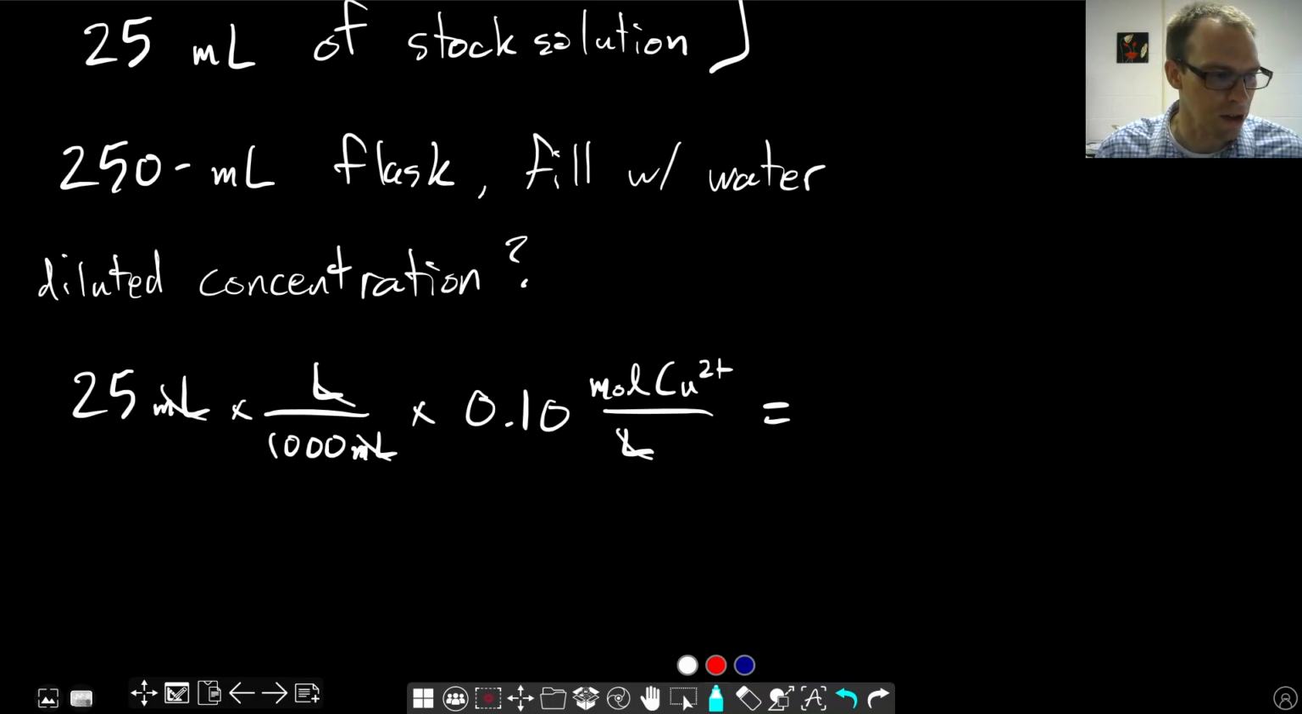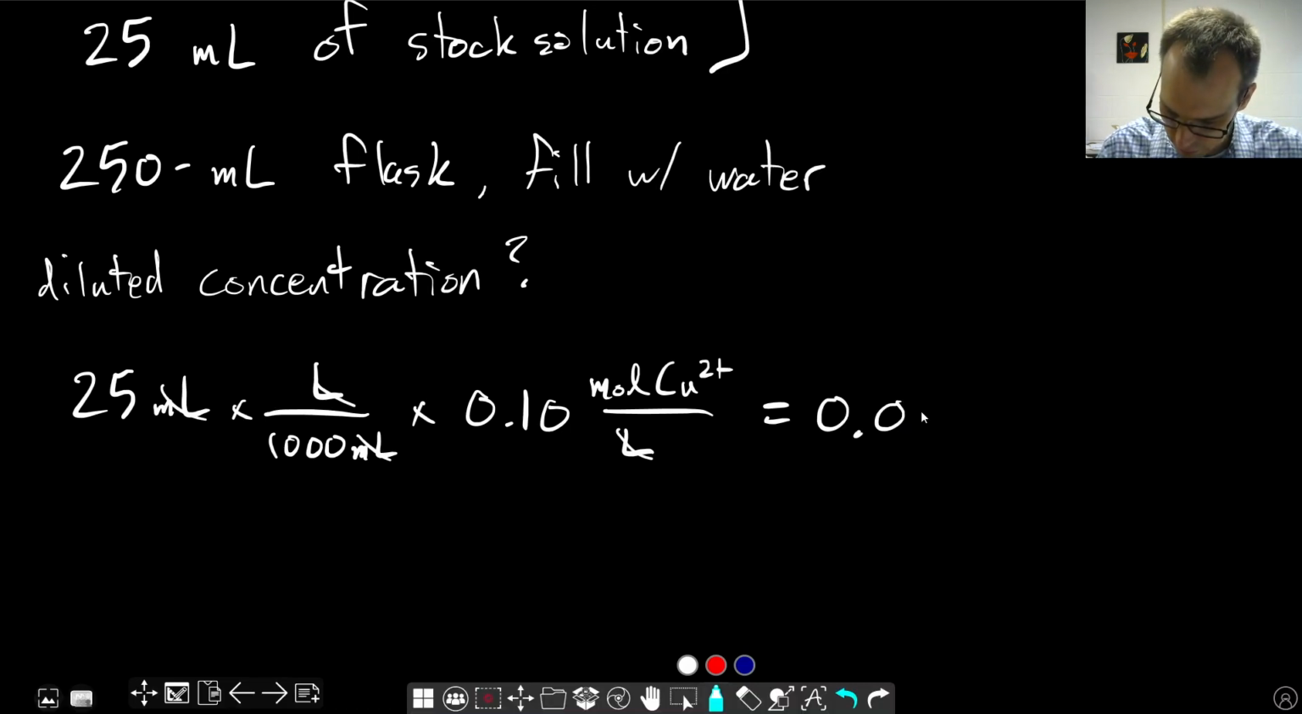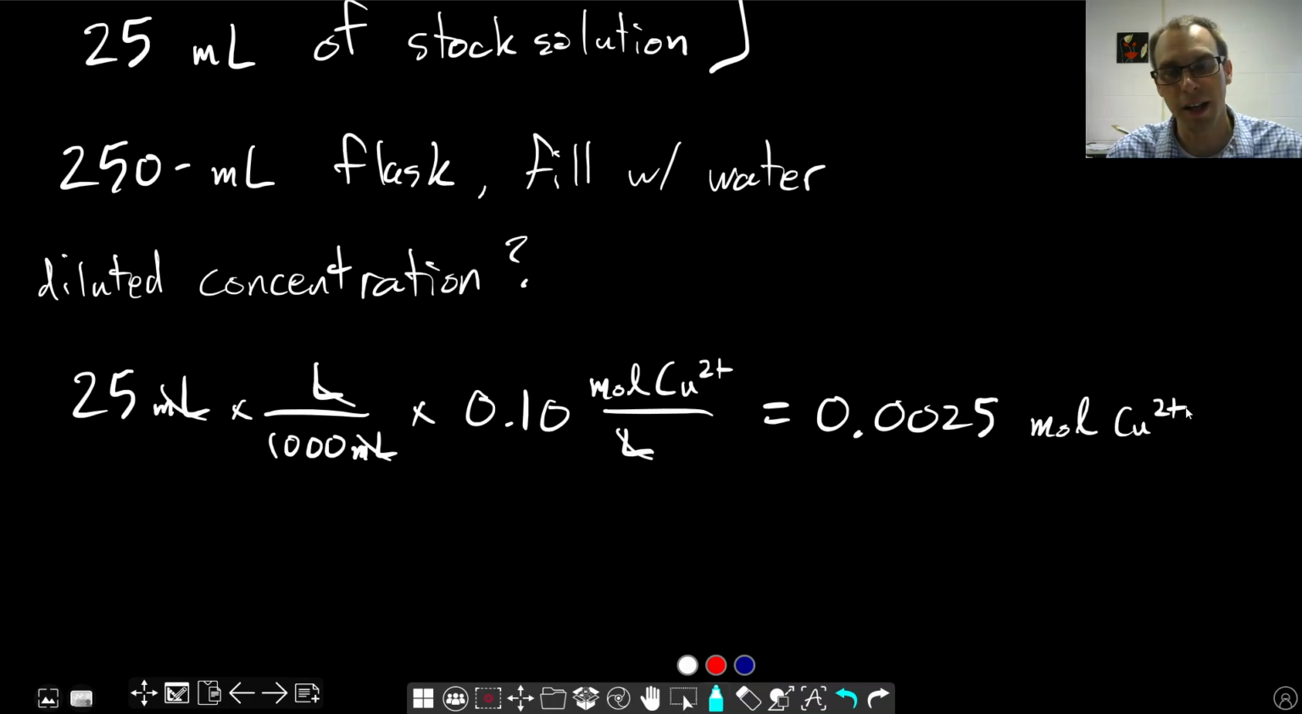pull up the calculator, make sure I don't mess this up. We will have 25 divided by 1,000 times 0.1, which gives us 0.0025 moles of copper. Now, when we add that to the second flask, the only thing we add after that is water. So this will stay the same. So the number of moles stays the same.